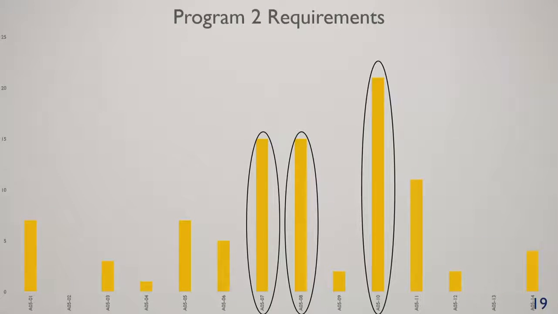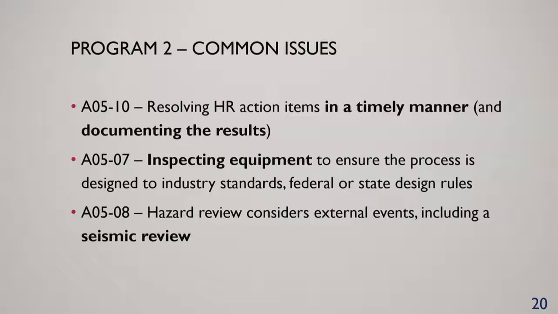I just really want to focus on these 3 peaks right here. Taking a look at those, the first one is with regards to resolving hazard review action items in a timely manner and documenting the results. As with most processes, closing out can be quite difficult in some circumstances. From what we've seen, the majority of our facilities' deficiencies have come from not necessarily completing all the action items on time or failing to document the action items within the report and how they were completed.